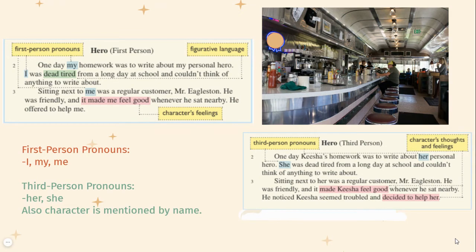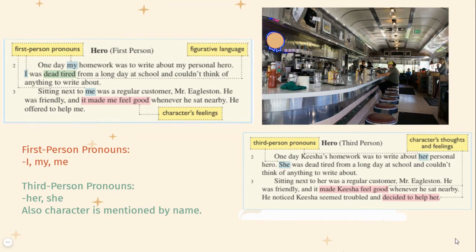Look at the highlighted pronouns in the first-person version of hero. The narrator uses the pronouns I, my, and me. This tells me that the narrator is a character in the story. The story is told from a first-person point of view. What does the narrator describe? Because the narrator uses the first-person point of view, she reveals details about what she alone thinks, sees, feels, and knows.